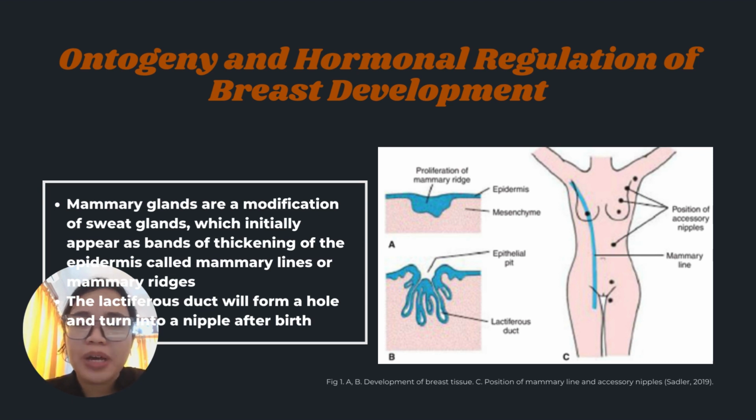The growth of male breast occurs in similar way to female breast. Mammary glands are a modification of sweat glands which initially appear as the bands of thickening of the epidermis called mammary lines or mammary ridge. The line in the thoracic region will penetrate into the mesenchyme to form epithelial buds, which then form into the lactiferous duct, and the duct will form into nipple after birth.